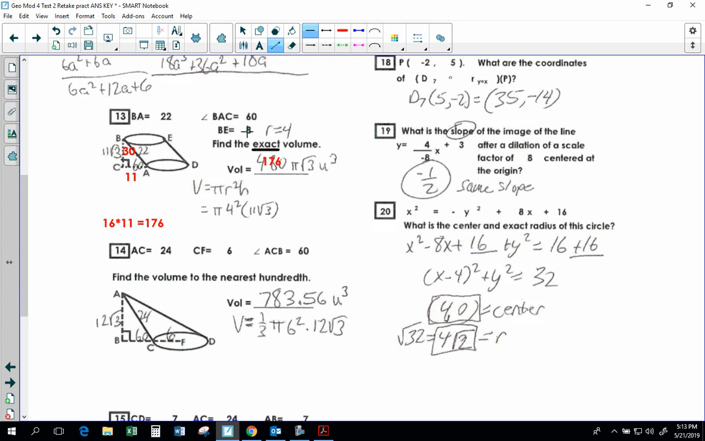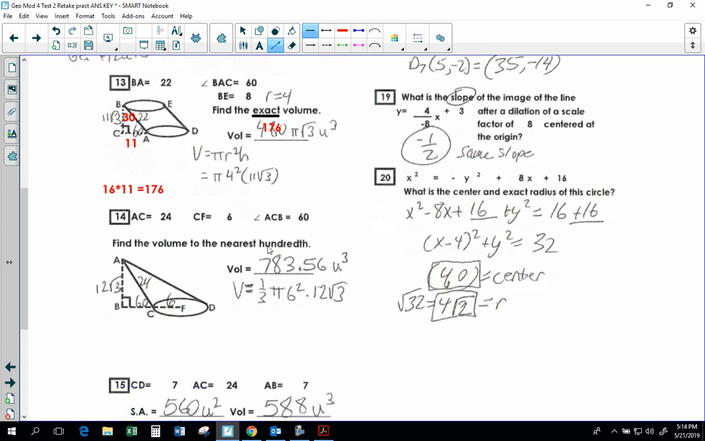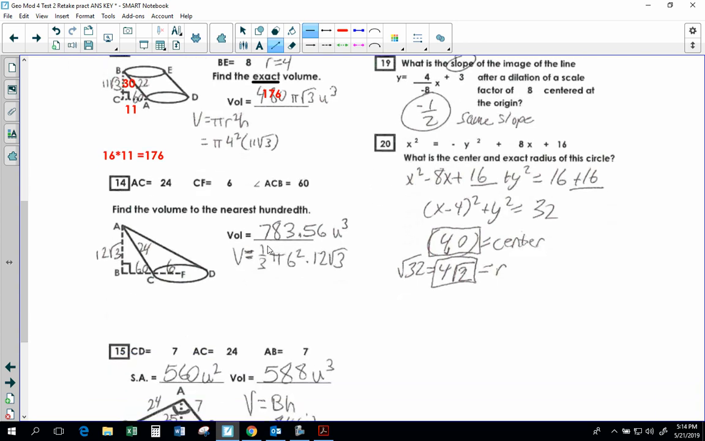I wonder if I did 864 times 11. Now I don't even know what I did to get that 480. I don't know where that came from. I don't want to waste the time trying to think about it right now, but 176 pi. Okay, 16 times 11 is 176.